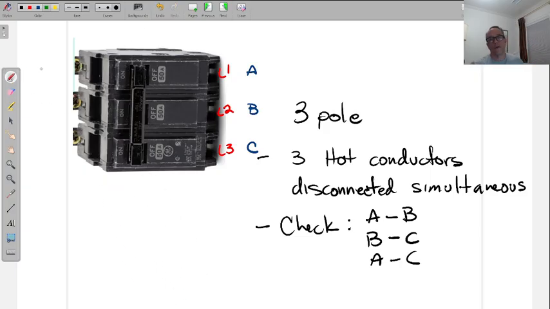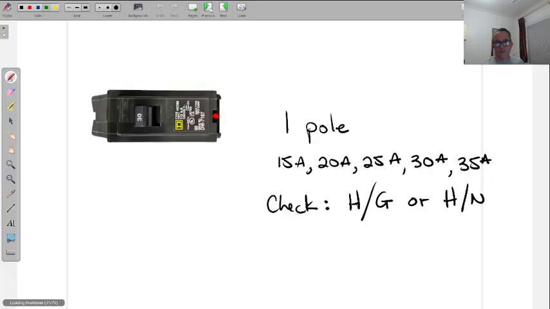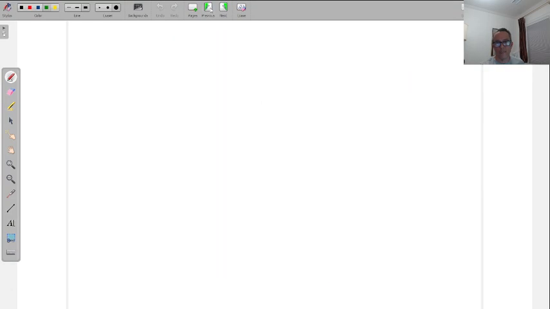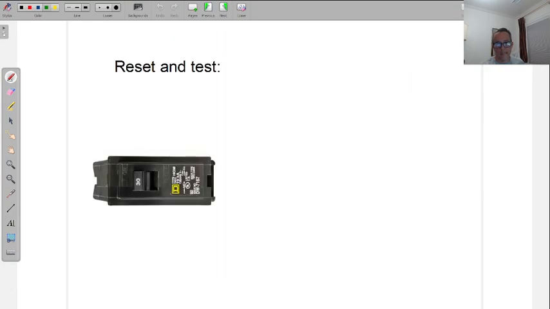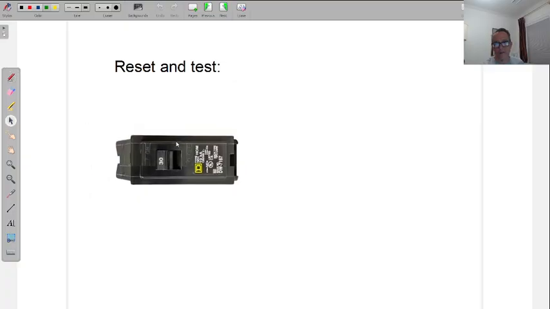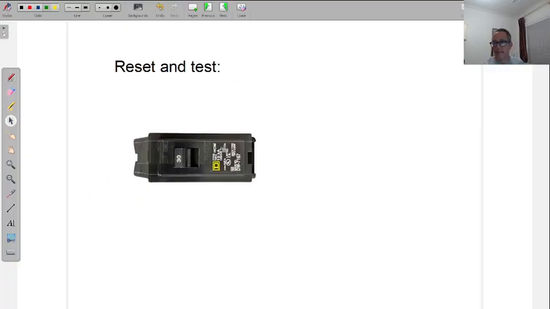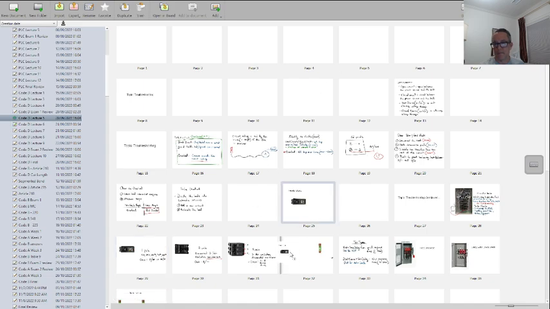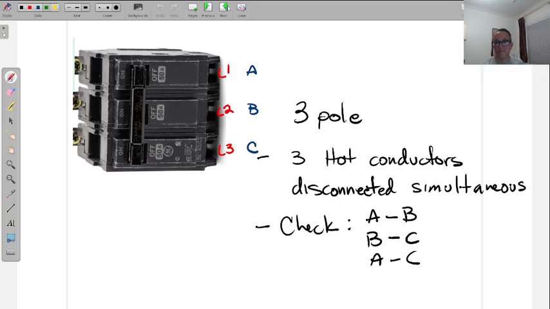All right, so these are our breakers. Now, the only thing I want to mention about a breaker, and I'll use the single pole to show this, and I'll use this individual one that I have here on the reset and test. It's not in order. I should have put this in order, but let me just move that over. There, that'll make more sense.